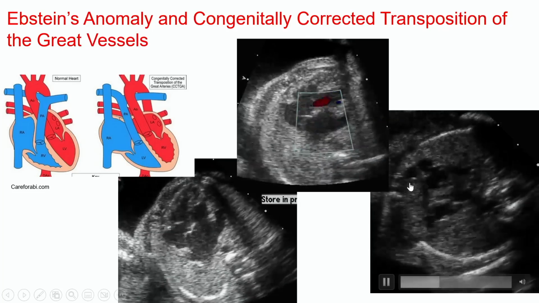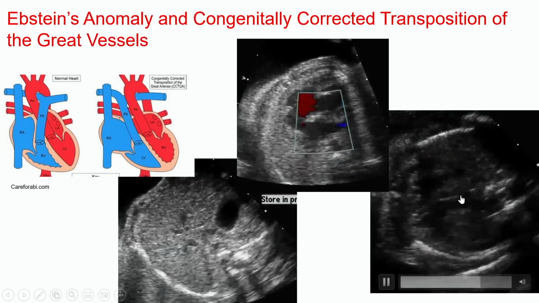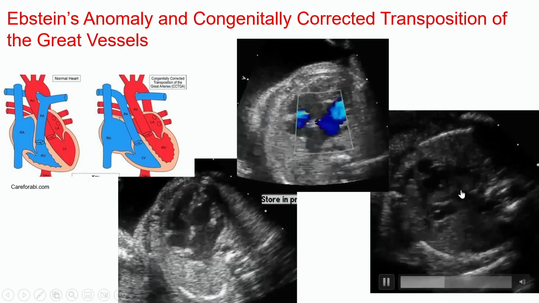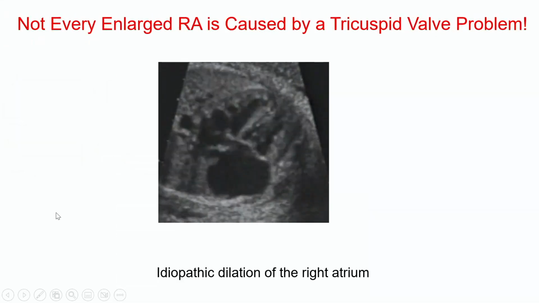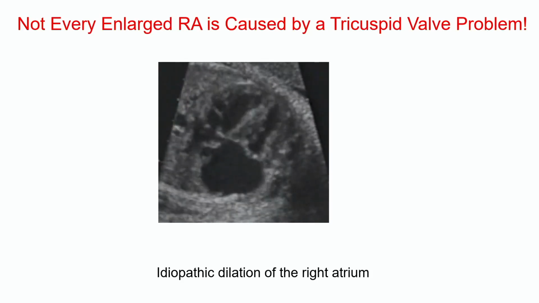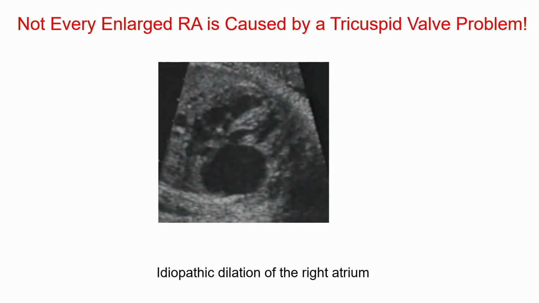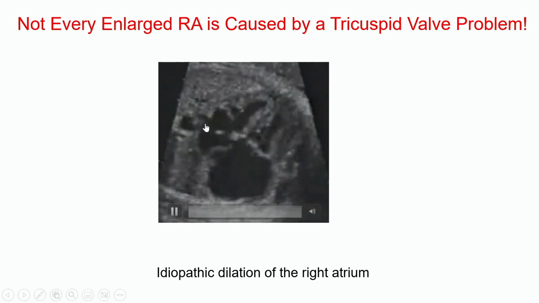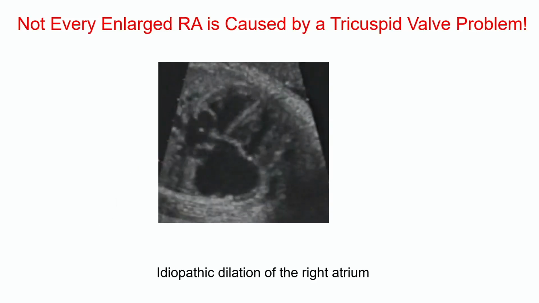And lastly, you can see the left ventricle here, which is giving rise to the branching vessel, which of course is the pulmonary arteries. But not every enlarged right atrium is caused by a tricuspid valve problem. This is a very unusual defect. It's from about 20 years ago, just because I haven't seen another one since that. But this is called idiopathic dilation of the right atrium.